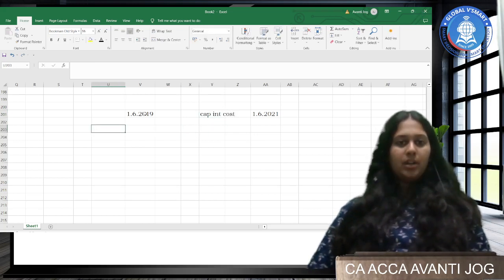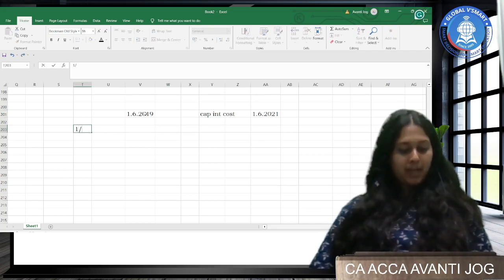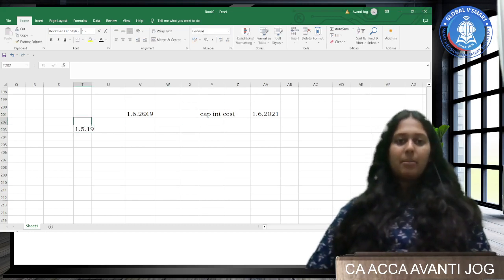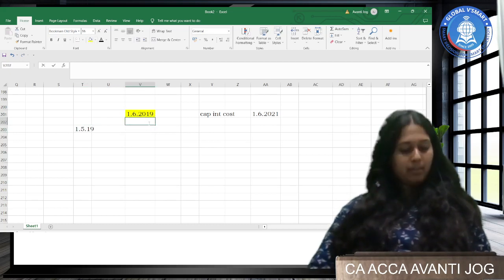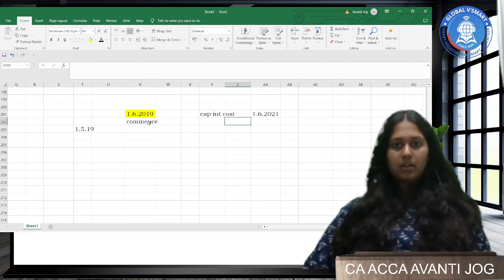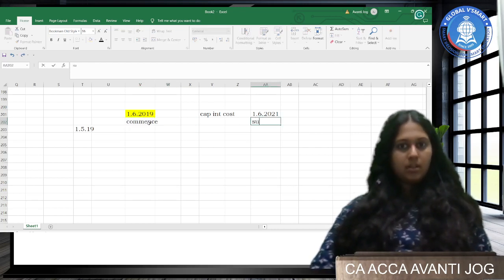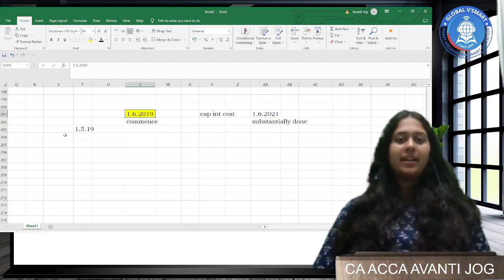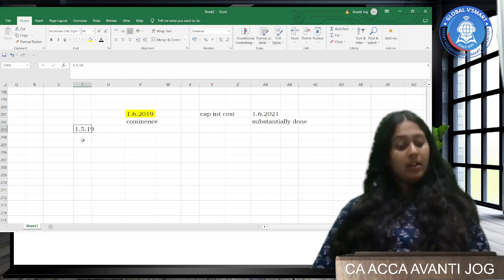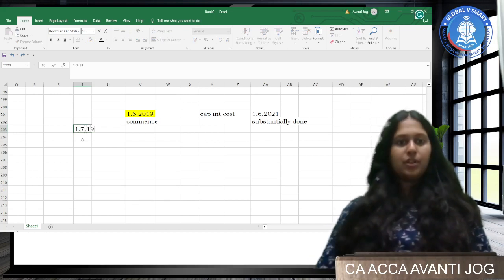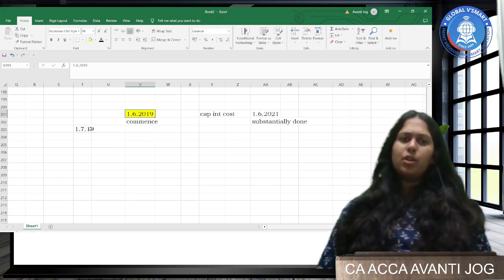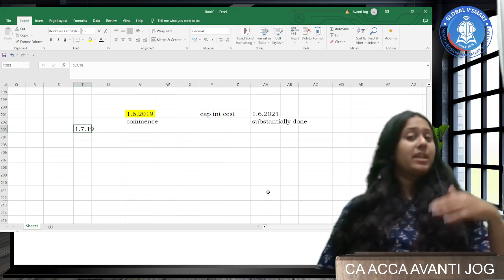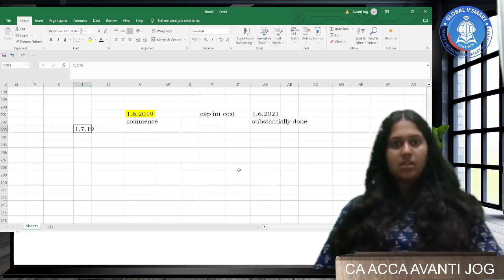Now, let's say you took a loan on 1st of May 2019. So can you capitalize from 1st of May or 1st of June? So obviously, 1st of June when the work commenced, okay? Why am I writing this? I'll tell you in a minute. So, 1st of June, obviously, when the work started, you can capitalize it, not 1st of May. Okay. Second case, let's say the loan was taken on 1st of July. So, will you start on 1st of June or July? Obviously, 1st of July, because uske pehle interest nahi tha. So, basically, whichever is later.